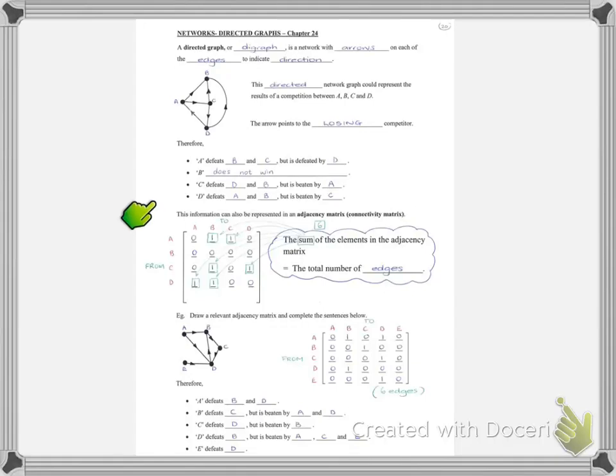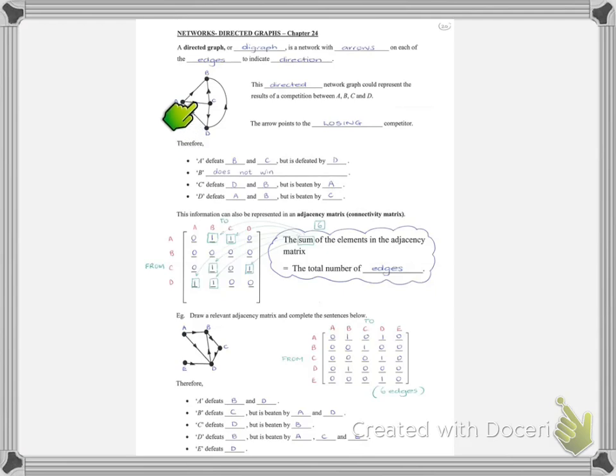We're now going to look at directed networks. A directed network is also known as a digraph. It's a network with arrows on each of the edges to indicate a direction. So you can see we have a directed network here showing the results of a competition between A, B, C and D. So these might be teams that are playing off against each other.